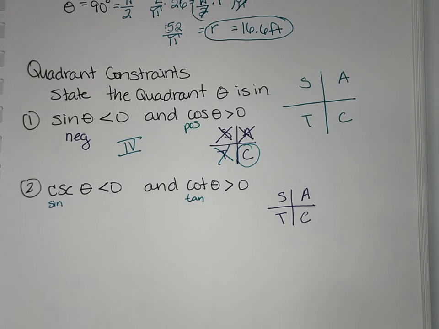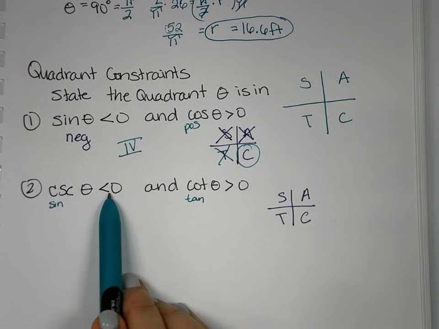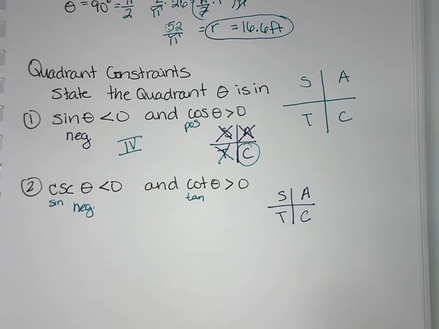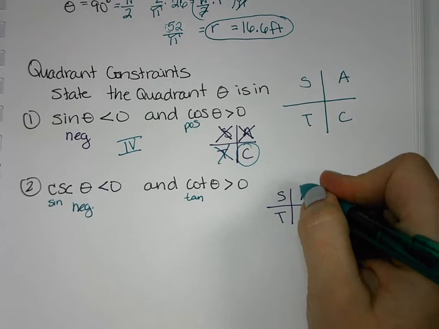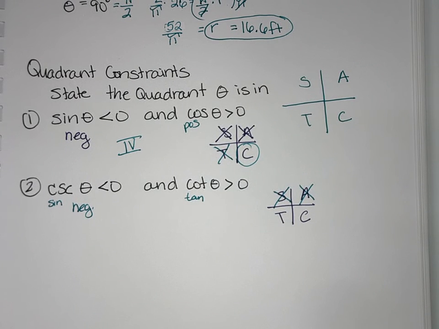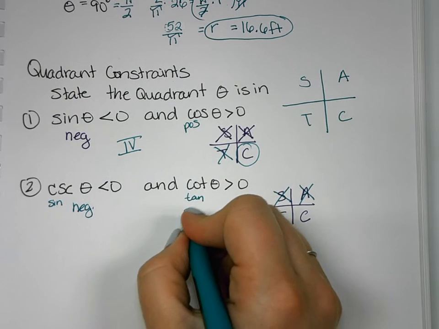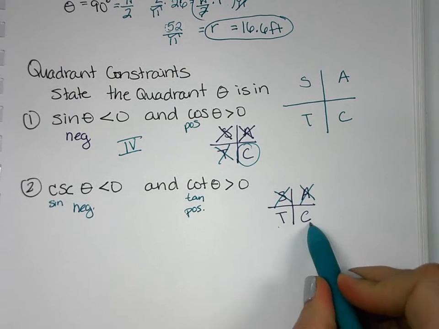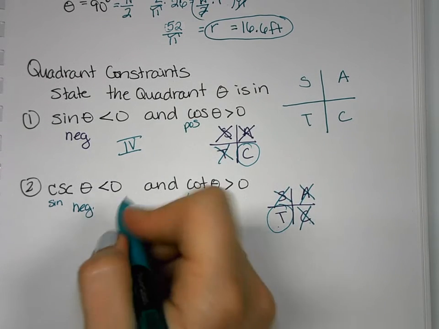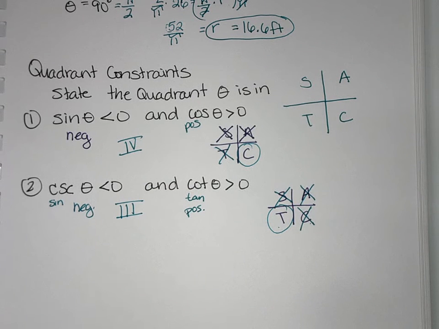So when we look here, cosecant, so sine, where is sine less than 0, otherwise known as negative? Knowing what we know about sine, it can't be in quadrant 1 and it can't be in quadrant 2. Then we look at tangent, or cotangent, which has to be positive. So from the 2 that are left, it can't be in quadrant 4, so it has to be in quadrant 3. That would mean I know my angle lies in that quadrant.